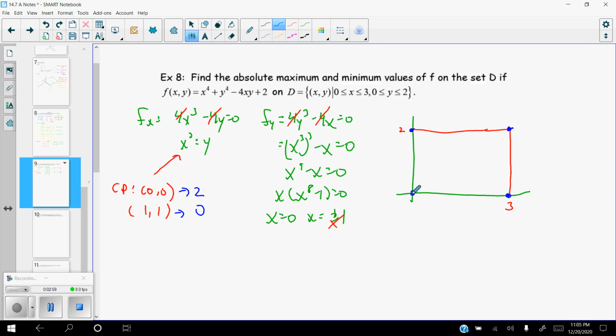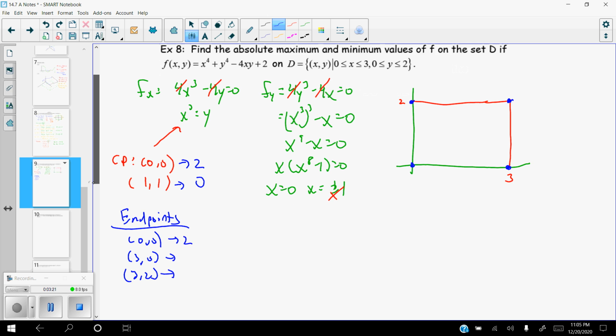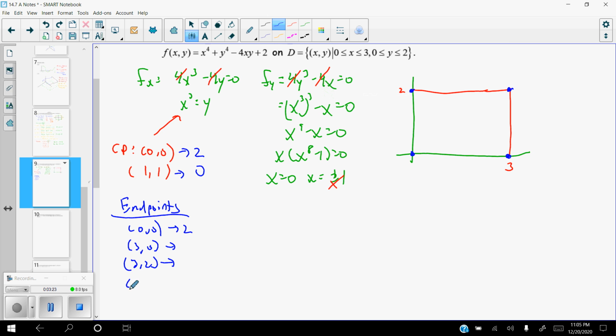I've already done 0, 0. That's nice. I don't have to do that one again, but I'll write it down anyway just to make sure. So I've got endpoints at 0, 0, which we already know is 2. I've got another endpoint at 3, 0. I've got an endpoint at 3, 2. And I have an endpoint at 0, 2.